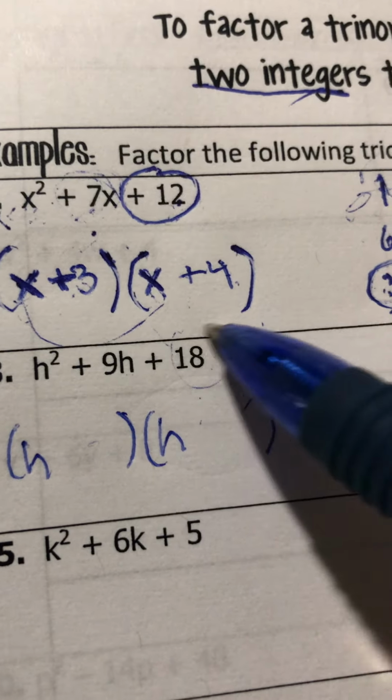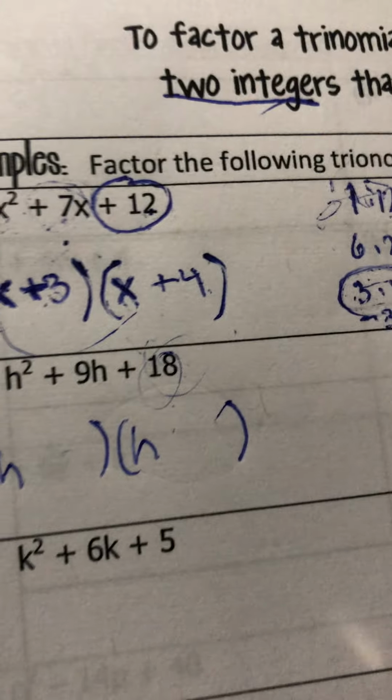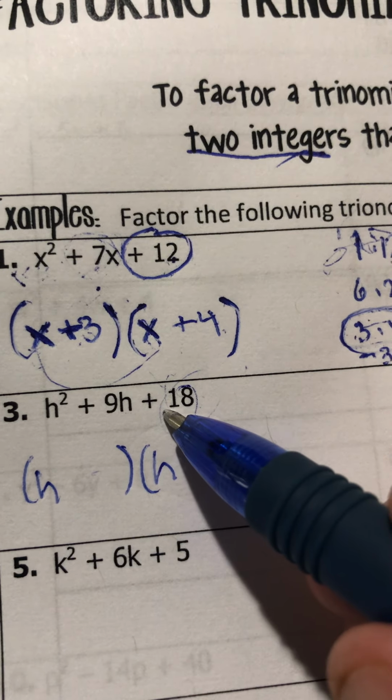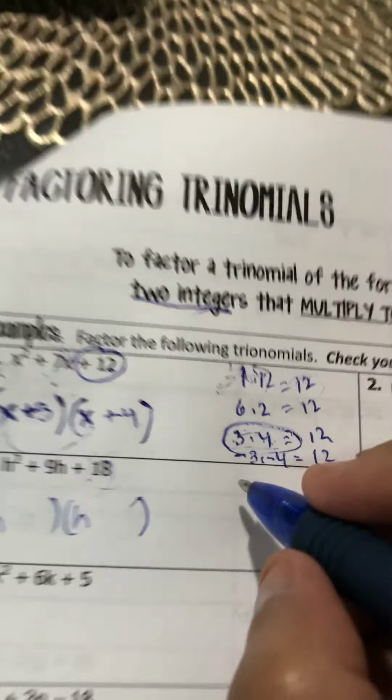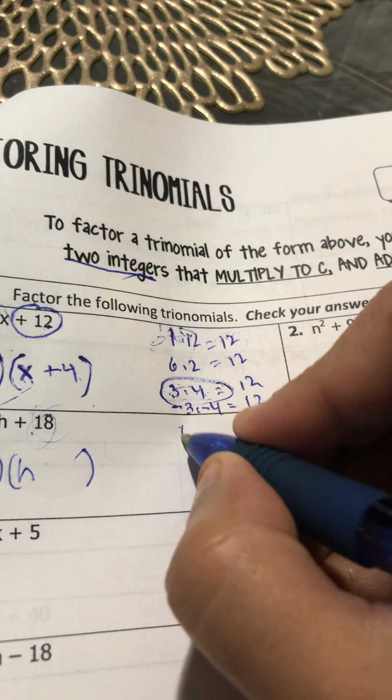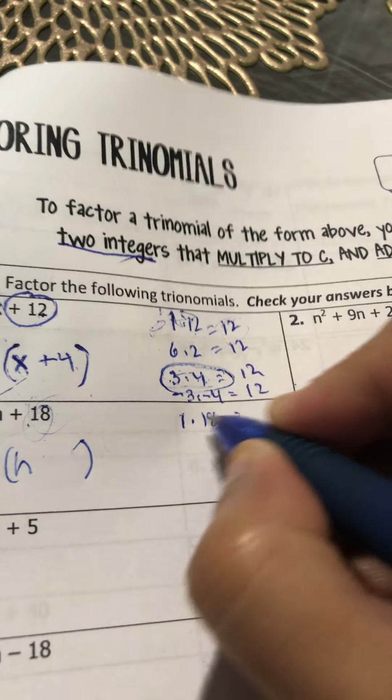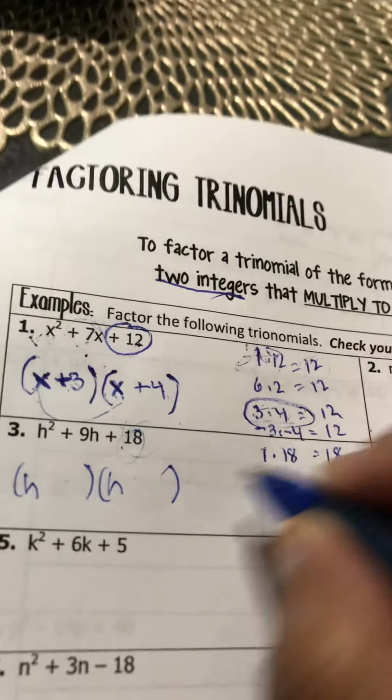Two numbers multiply to give c, okay? So we need two numbers which give me positive 18 when multiplied, and when you add them, it should give me 9. So let's write all the numbers. When you multiply, I should get 18. I get 1 times 18 is 18. Positive 1 times positive 18, I should get positive 18, okay?